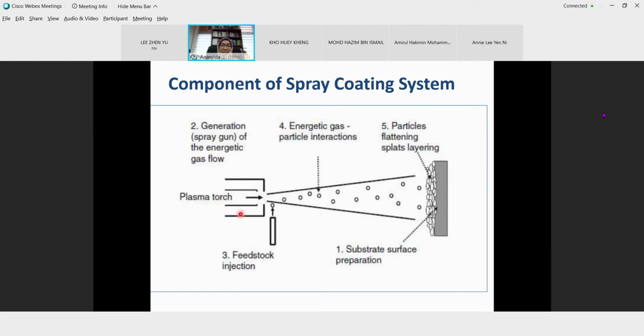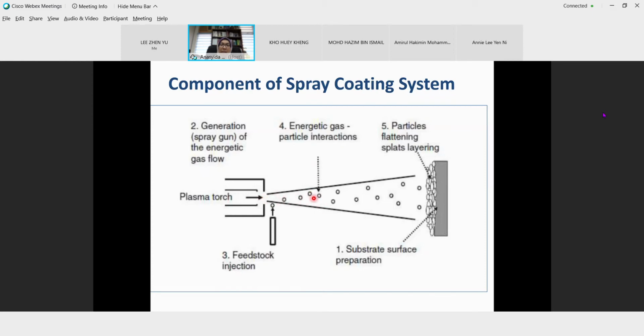The third one, definitely you must feed the stock, either you use rod or powder or wire. So when the gases and your molten material interact, there will be energetic gas-particle interactions. It means that the gases and the particles that were melted will interact with each other.